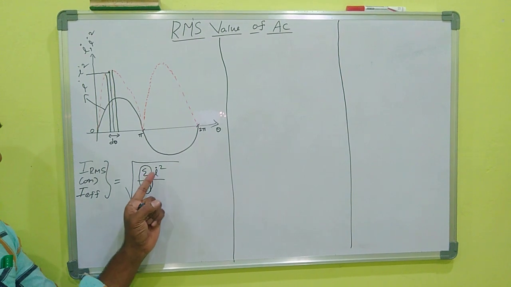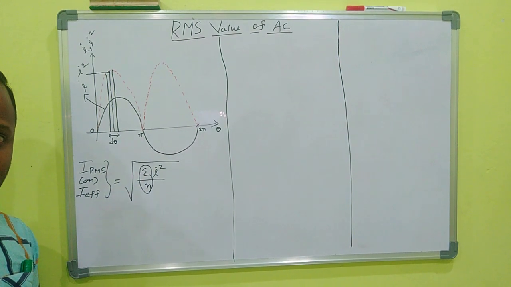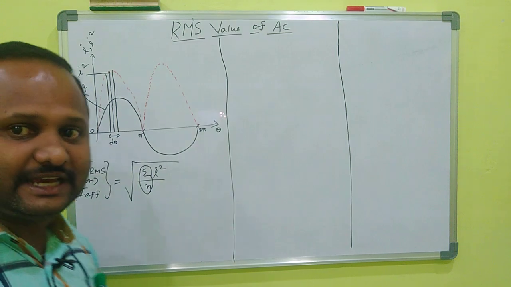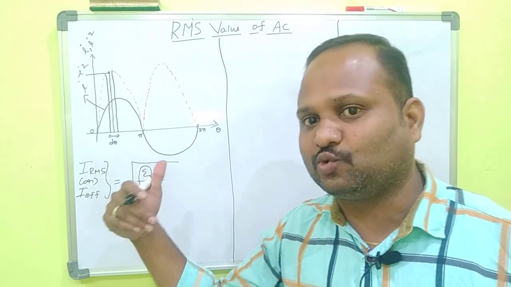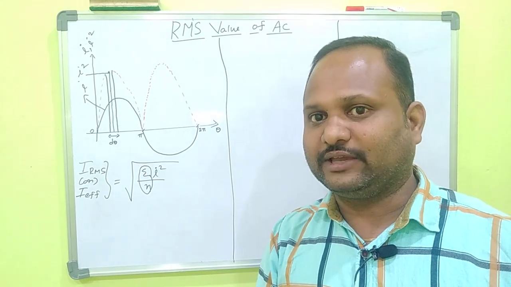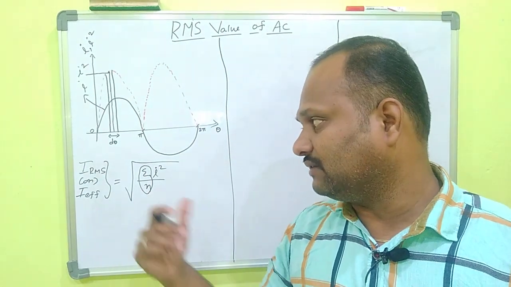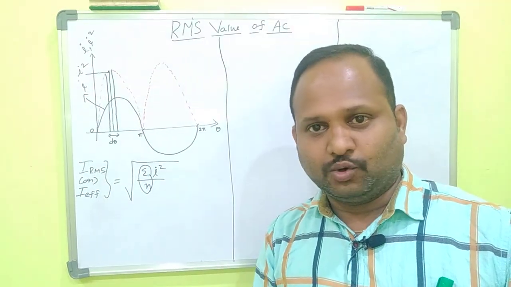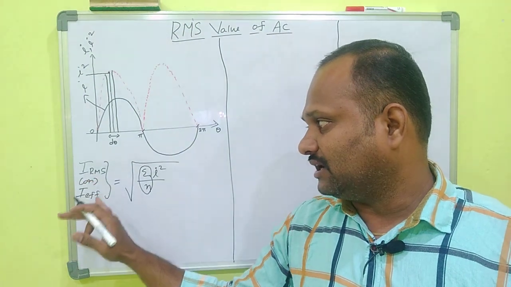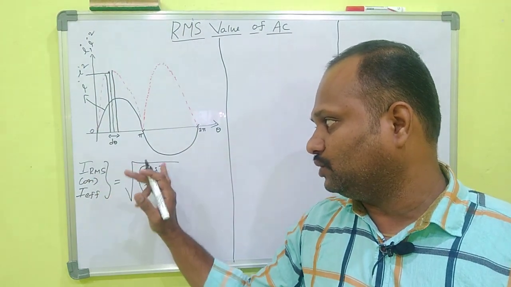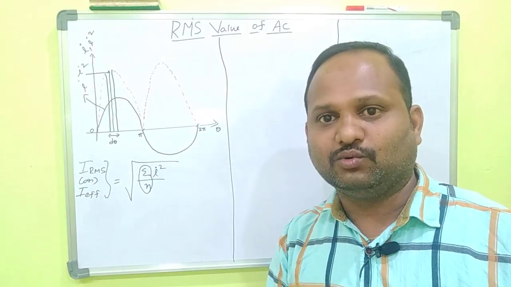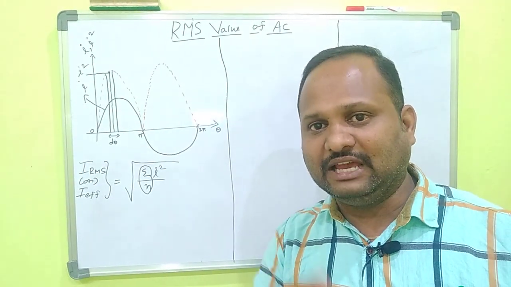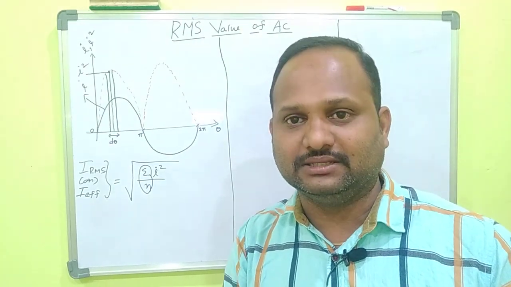Here we are taking the squared current. In the mean value of AC, we took the value of current. Here we are taking the squared current. Remember this, it is one of the most important points. IRMS or I effective is defined as the square root of the mean of the squared value of current over one complete cycle. Why are we taking one complete cycle?